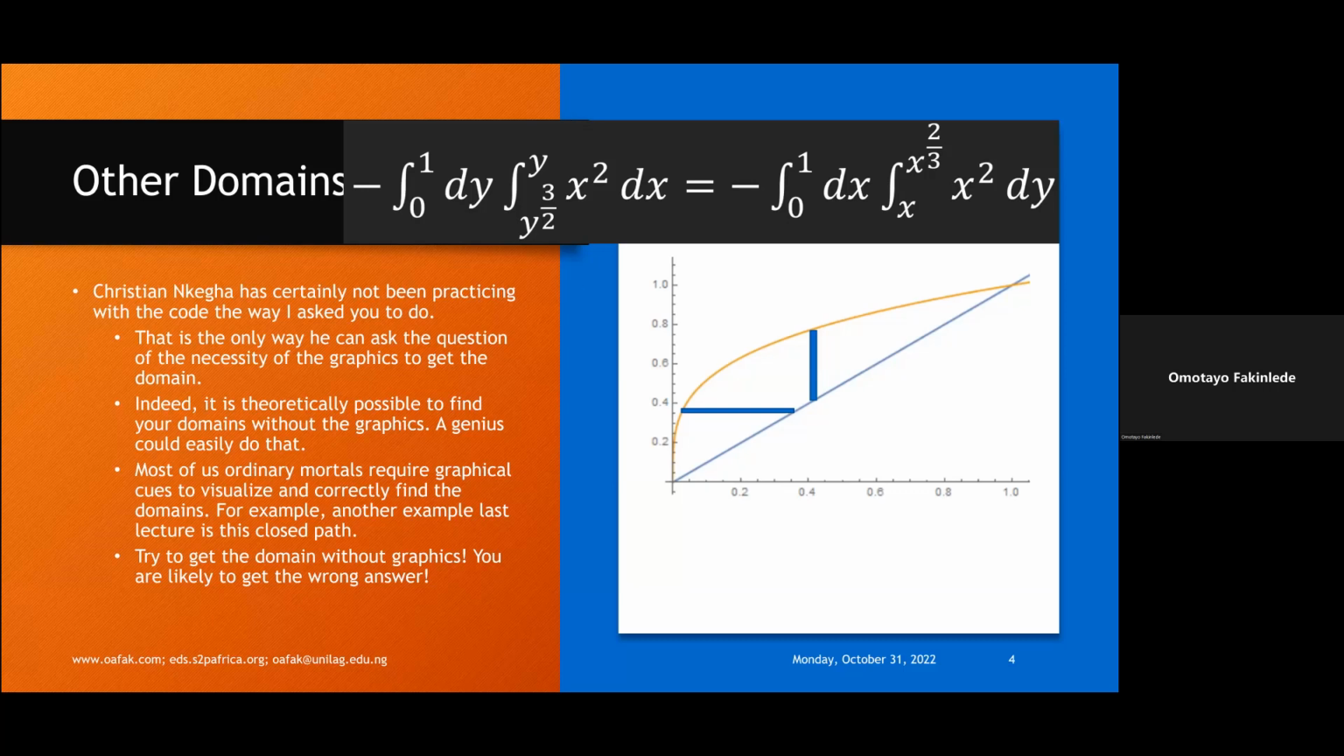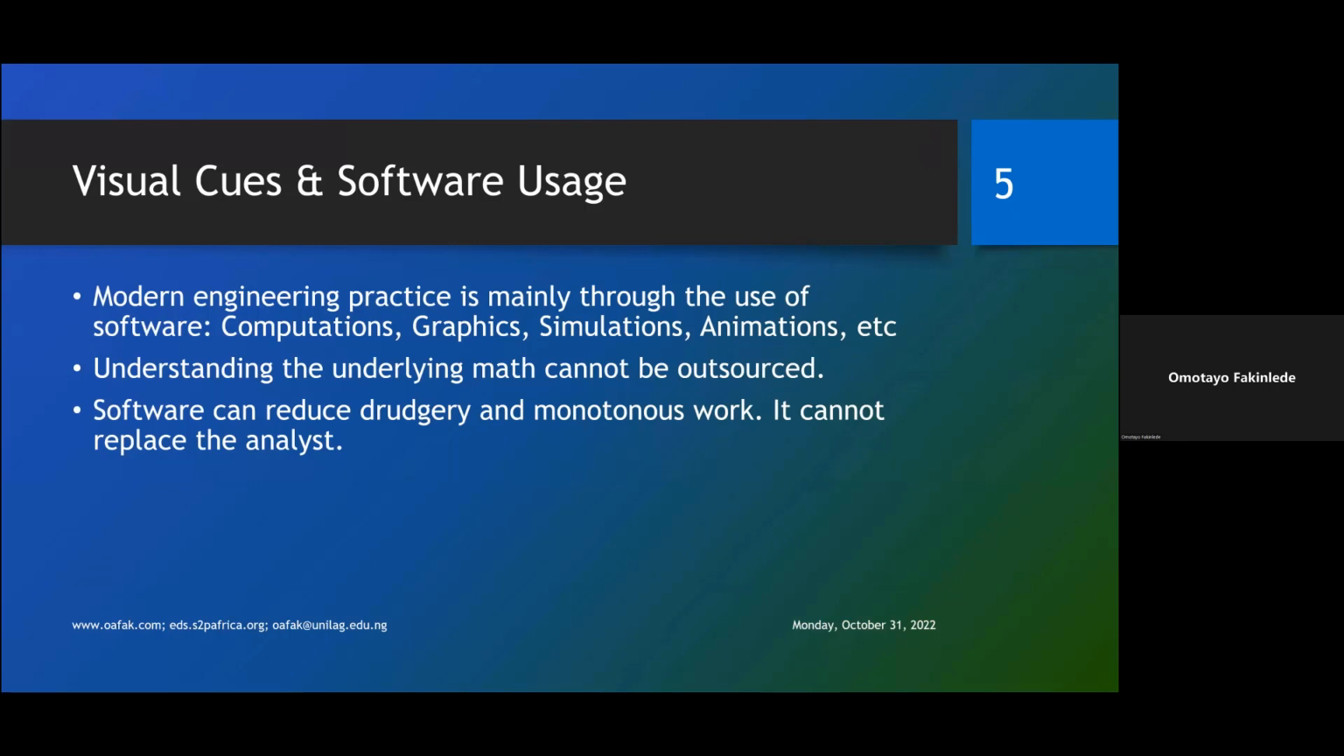Modern engineering practice is mainly through the use of software. Long gone are the days where engineers use four-figure tables, slide rule, and some other things. Most of the things that you do now are by computations using computer, finite element analysis, graphics, simulations, animation, etc. Understanding the underlying math cannot be outsourced. Software can reduce drudgery and monotonous work, but it cannot replace the analyst. So graphics aid your understanding of the underlying math.